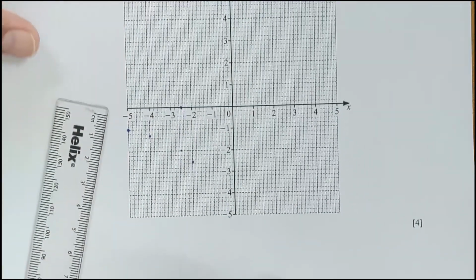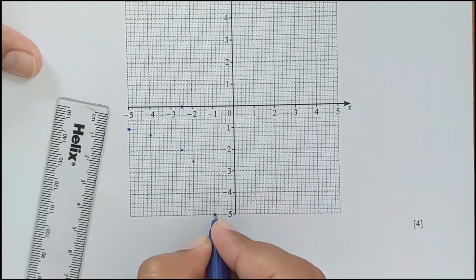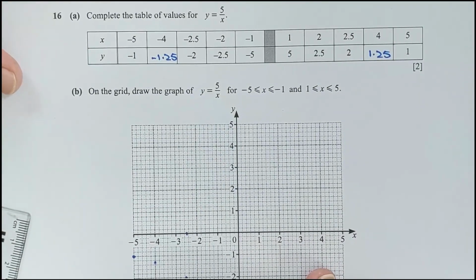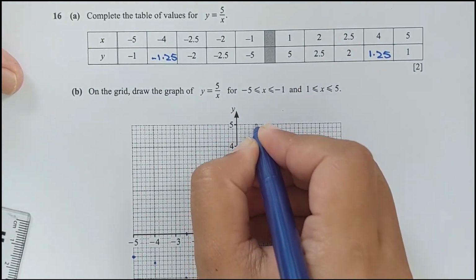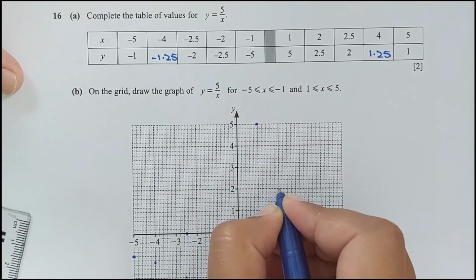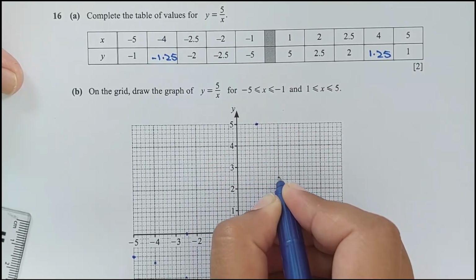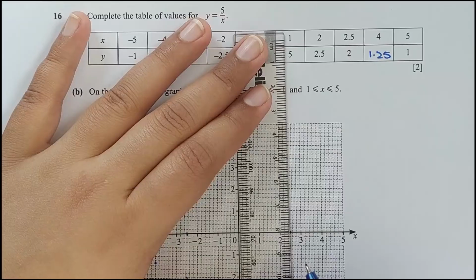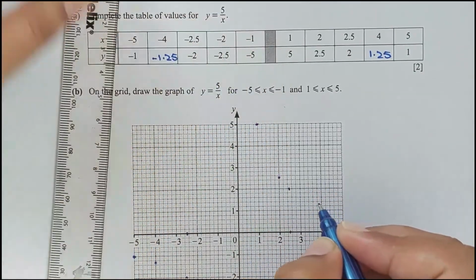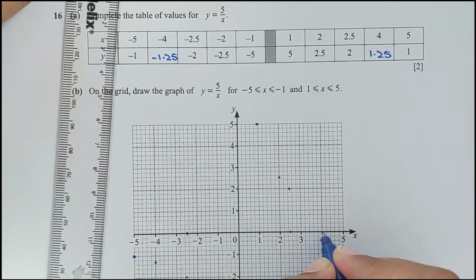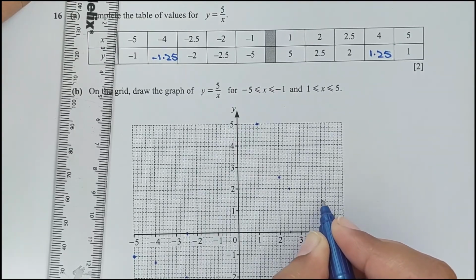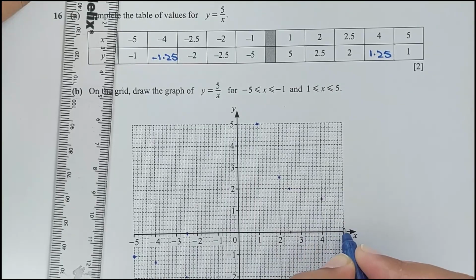For -1, it is -5 downward. Okay, so for 1 it is 5 at the top. For 2, 2.5. For 2.5, it is 2. Okay, this point. At 4 we have 1.25. At 5 it is just 1.